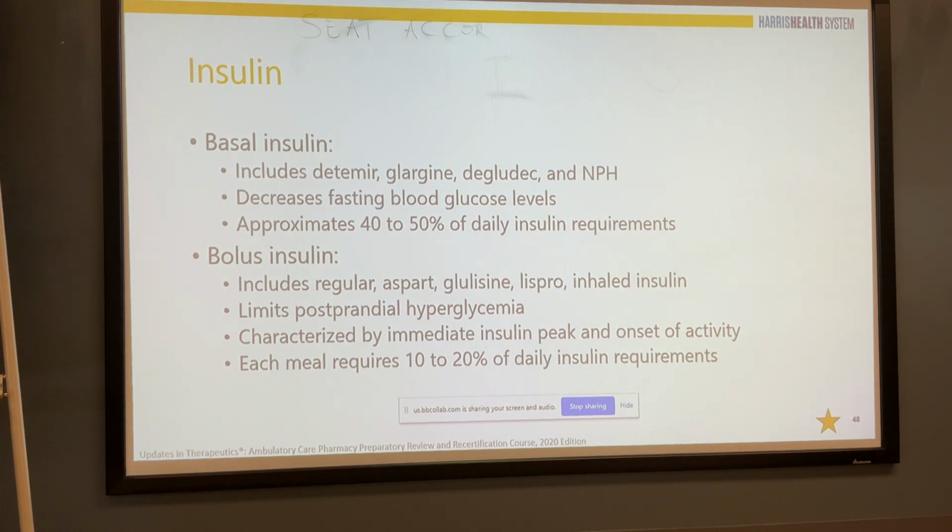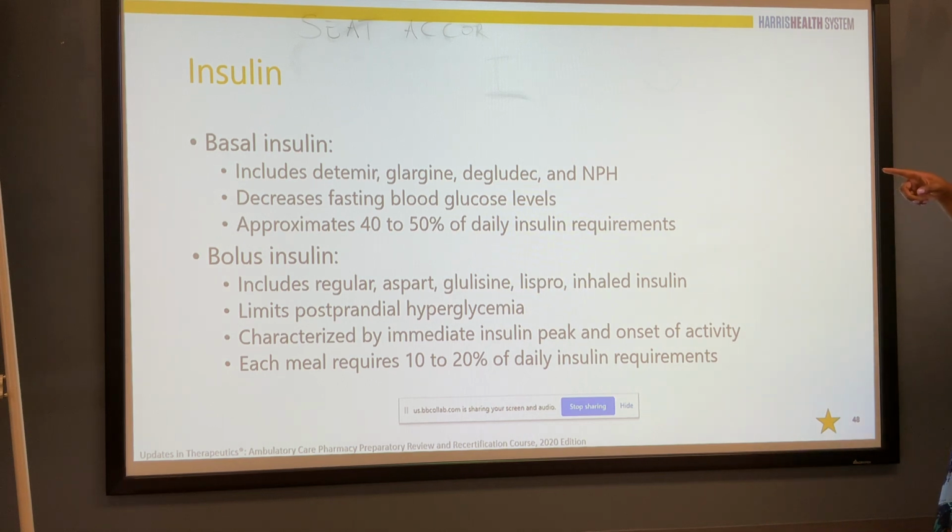So insulin is broken up into basal, right, which is our background insulin, and that's degludec, glargine, detemir, and NPH. And they mostly focus on fasting glucose levels. So if your patient is waking up and their fasting sugars are above target, then you might know they need a change in their basal insulin dose. And this makes up about 50% of the daily insulin requirements. We're not going to cover dosing, I believe my colleague is covering it, but the better you understand the products, the easier learning dosing will be.